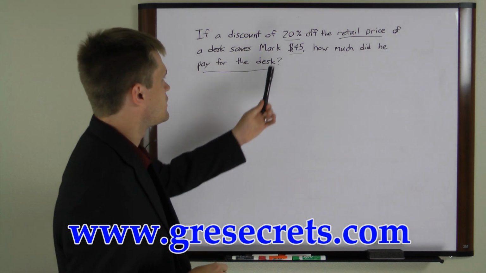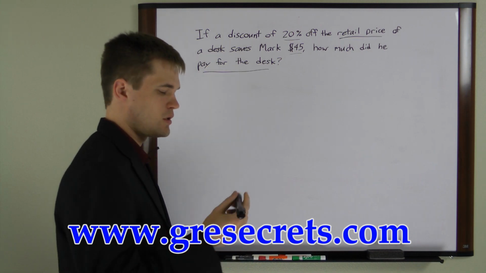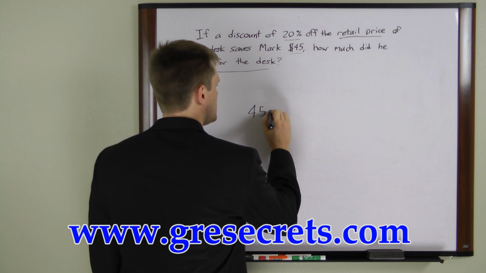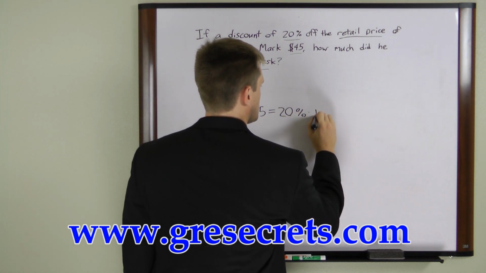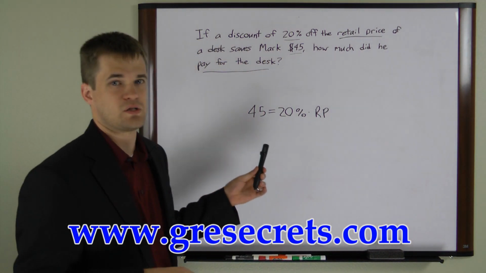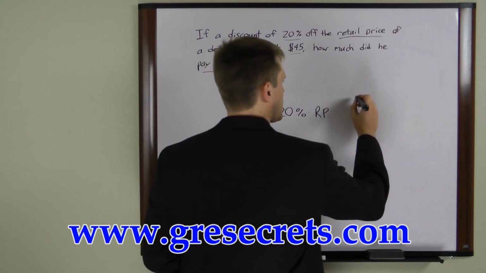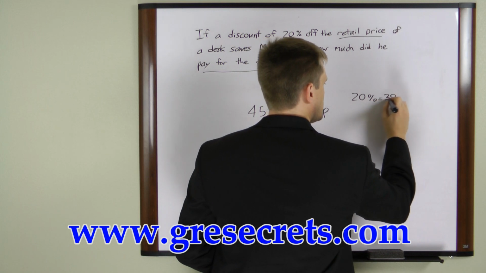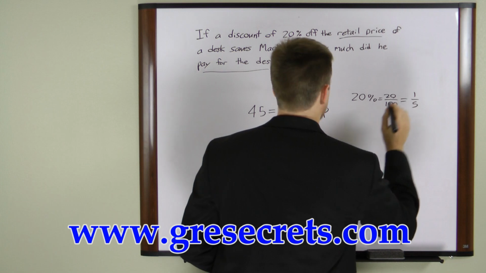We're told that 20% off the retail price is the same as $45. So let's write that as the equation. 45 equals 20% times retail price. Now to solve this equation, we want to convert the percentage to a fraction. So let's do that. 20% equals 20 over 100, which is the same as 1 over 5.